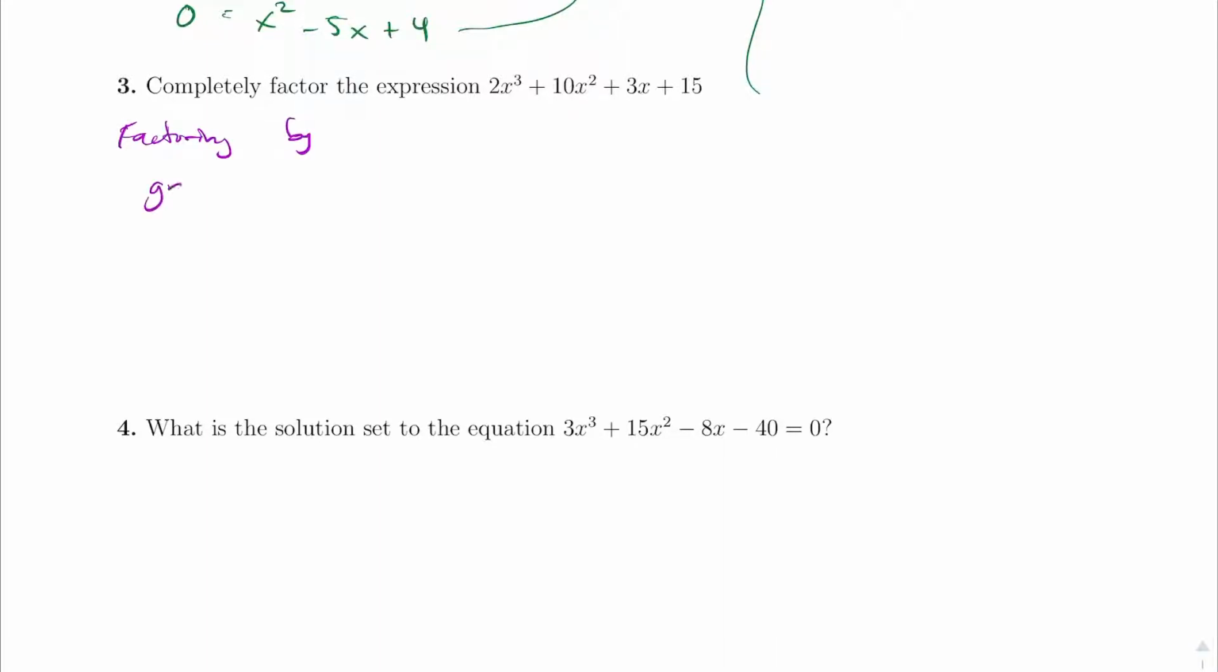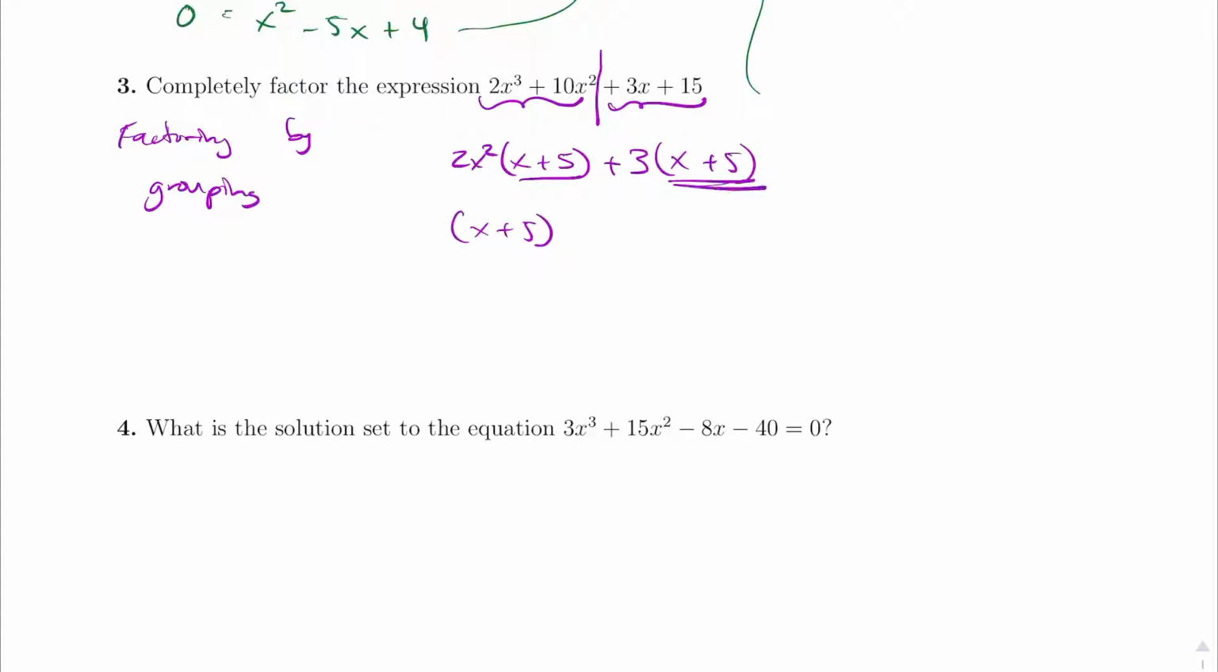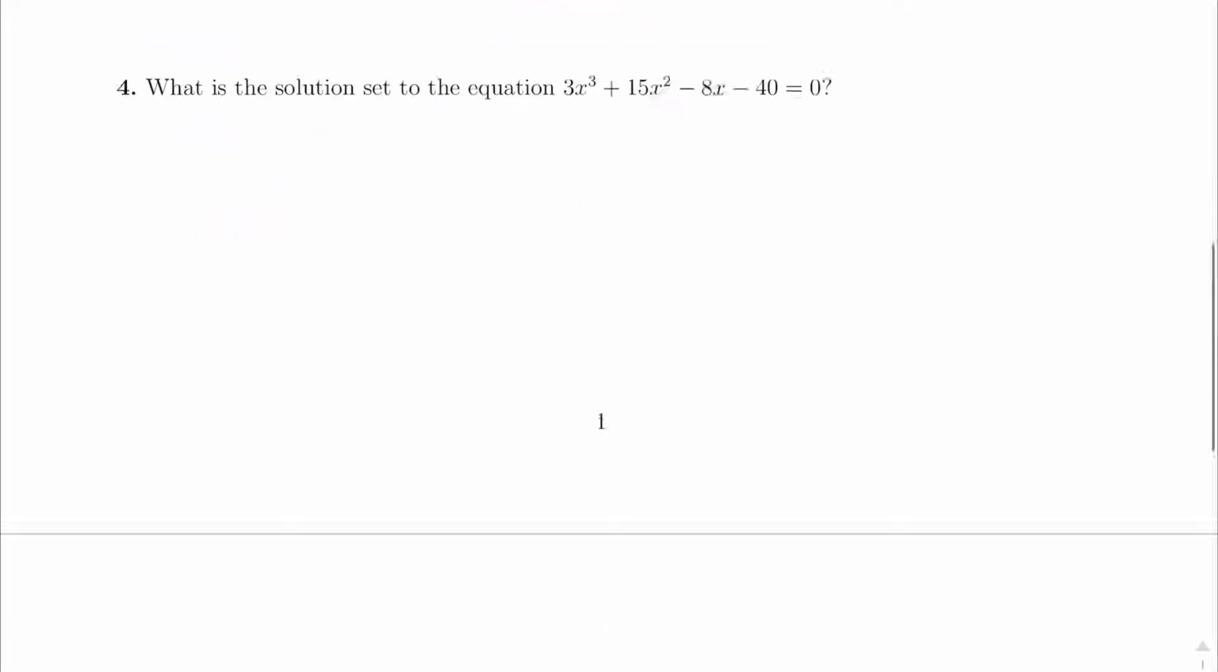So the way this method works is you split the expression into 2 groups, and then you use GCF here, and you use GCF here. If you factor out 2x squared from this one, that will leave you with x plus 5. If you factor out the GCF here, 3, that will leave you with x plus 5. And that gives you x plus 5, the factor that they share in common, and they must share one in common if you've done it correctly, times 2x squared plus 3. And we've got factoring by grouping complete.